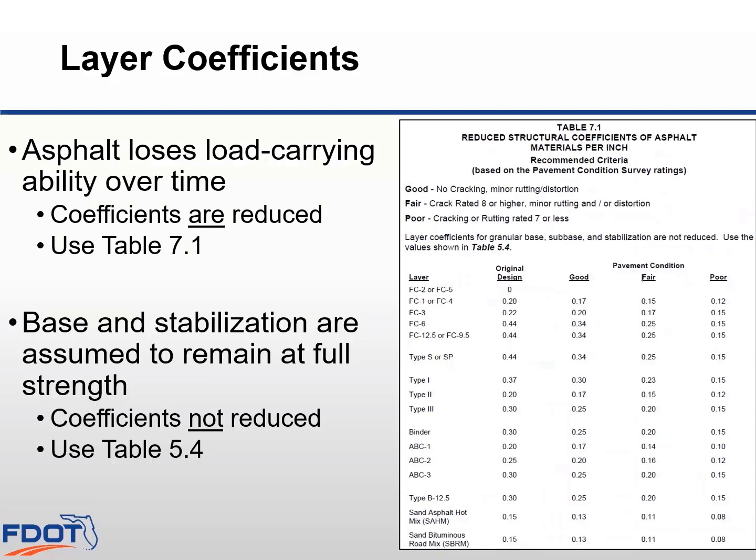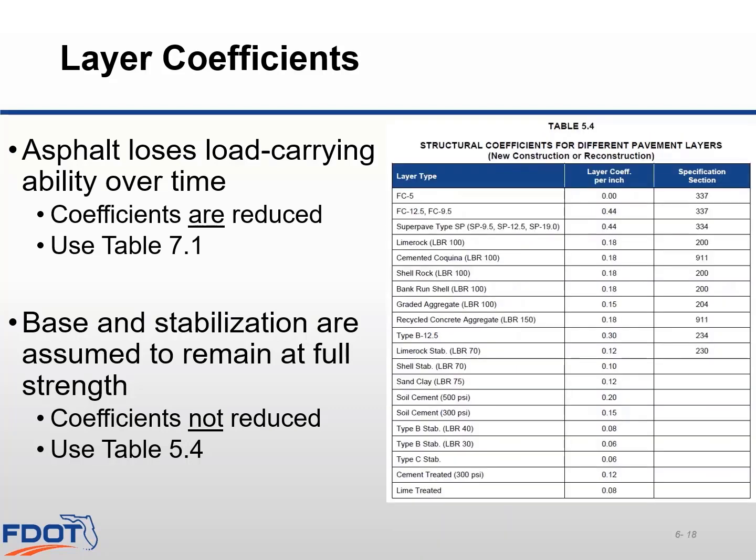For the existing base and stabilization, we assume that they remain at full strength, and so we don't reduce those layer coefficients for the existing structural number calculation. So to find the layer coefficients for base and stabilization, we still need to use Table 5.4 from Chapter 5.